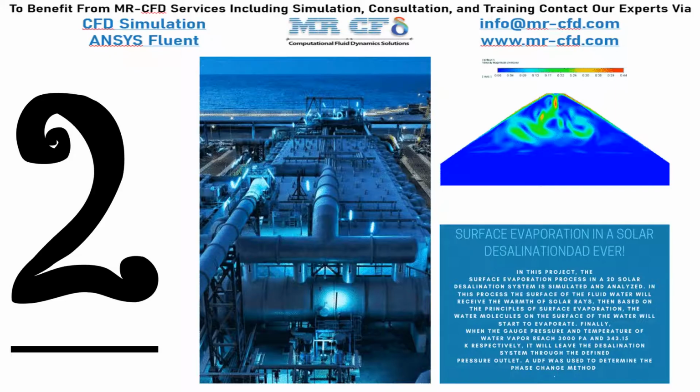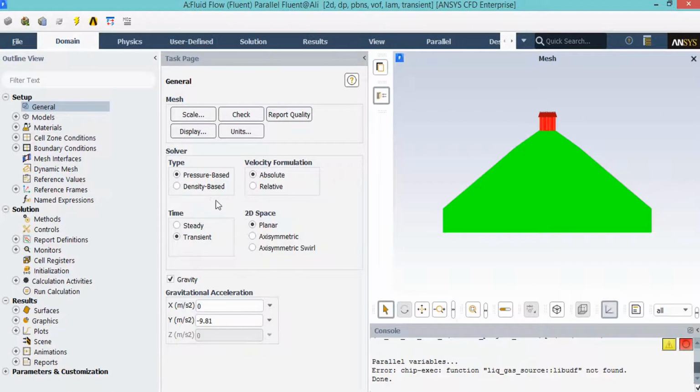In this project, we will simulate the surface evaporation in a solar desalination system. There are several assumptions in this project, and they are as follows. First, the type of our solver is set to be pressure-based. Second, the velocity formulation in this project is set to be in absolute form. And for the time, we chose the transient study since we are dealing with a time-progressing phenomenon. Also, due to the existence of buoyant forces and body forces, we have activated gravitational acceleration in the y direction.